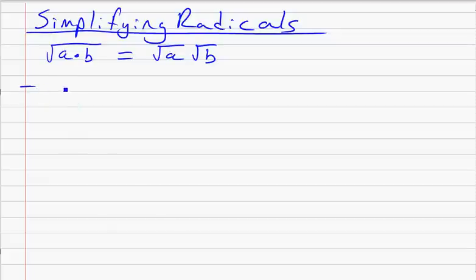The method I'm going to use to find perfect square factors is called a prime factor tree. And as you get better at simplifying radicals, you may not need the factor tree, but if you're struggling or having a hard time or don't really know what you're doing yet, it's a good way to get started. So let's jump in and try an example.